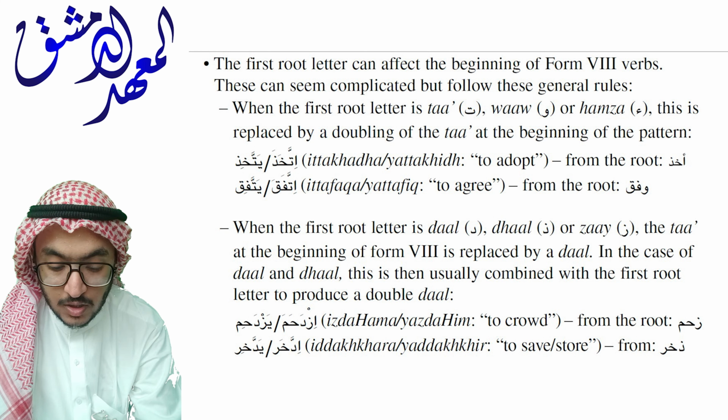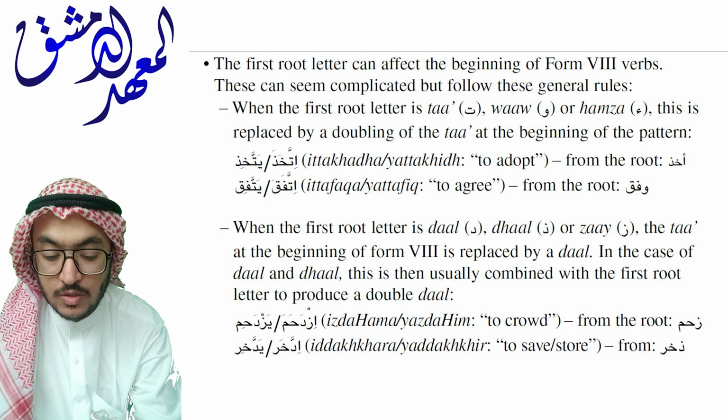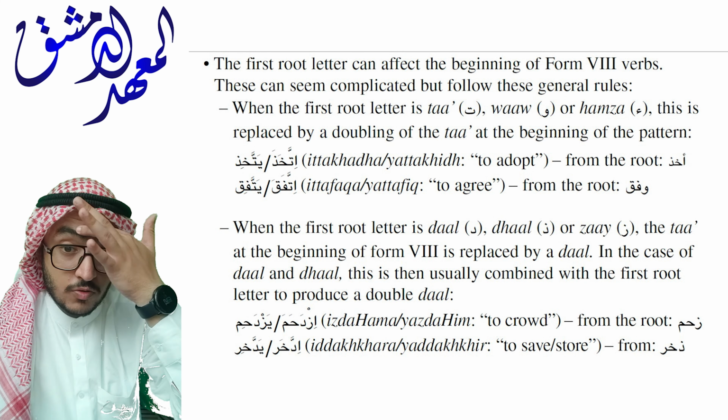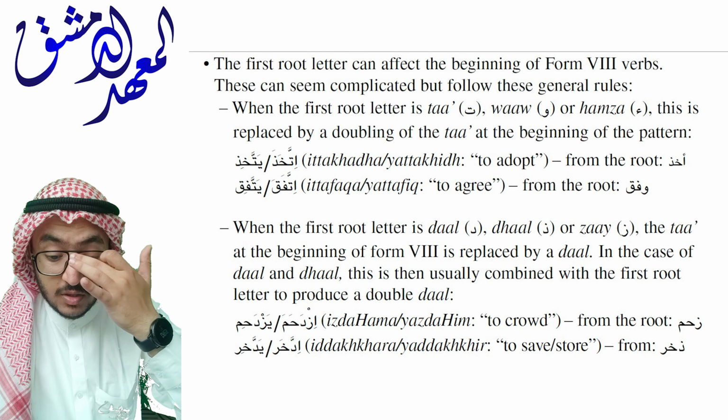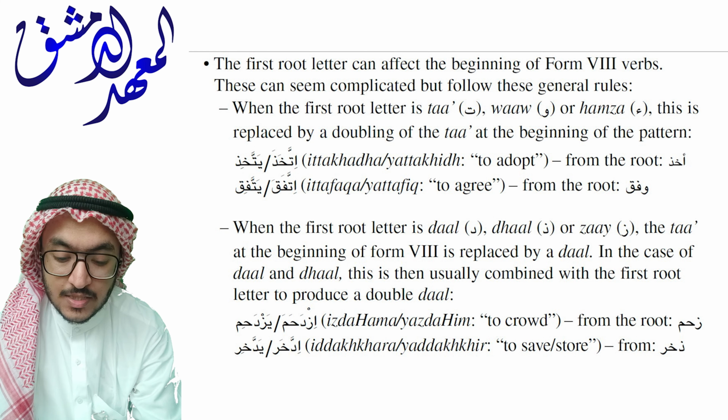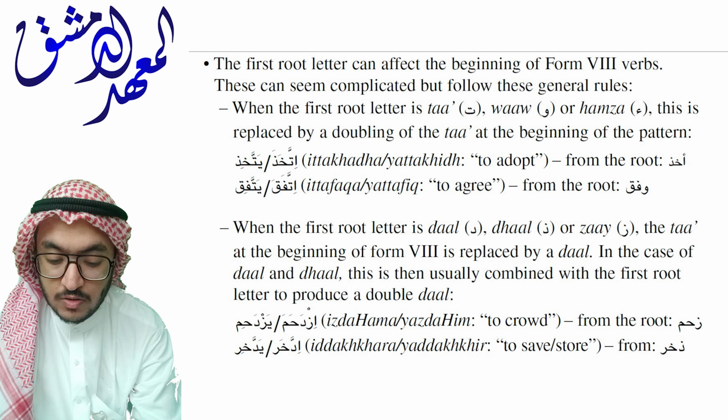Form 7 is almost never formed with the verbs whose first root letter is hamza, waw, ya, noon, lam, or ra. The combination of the sounds would not be natural in Arabic. The first root letter can affect the beginning of form 8 verbs. These can seem complicated but follow these general rules.